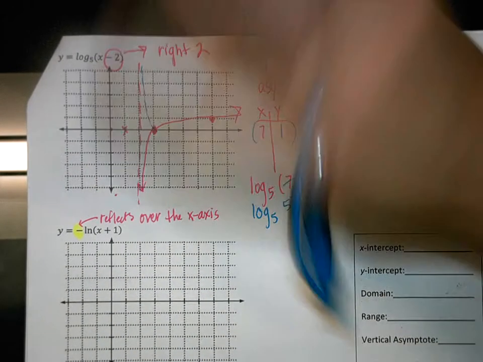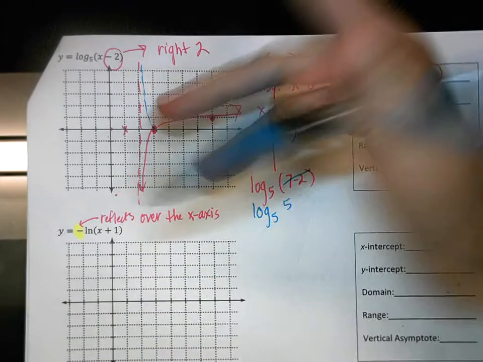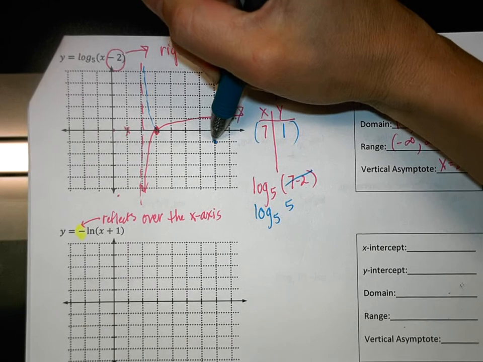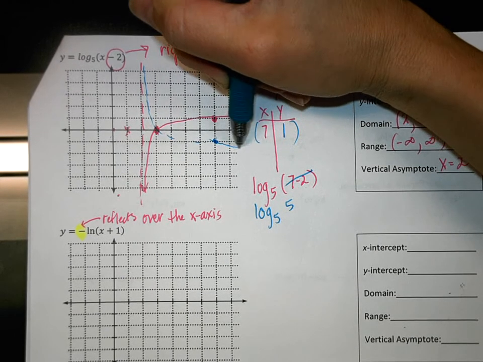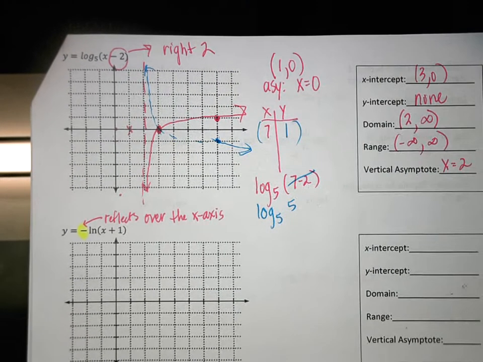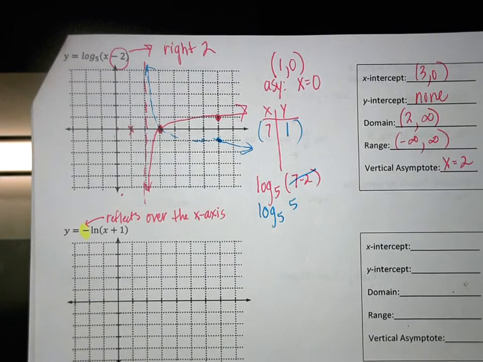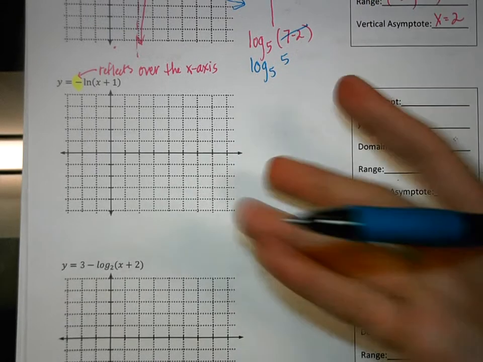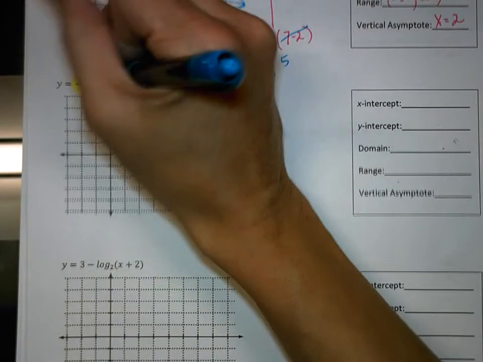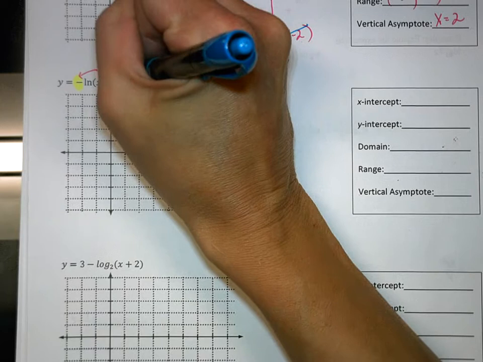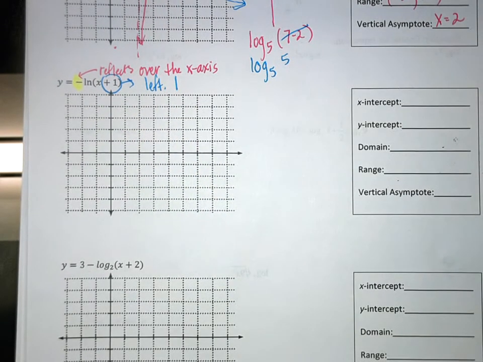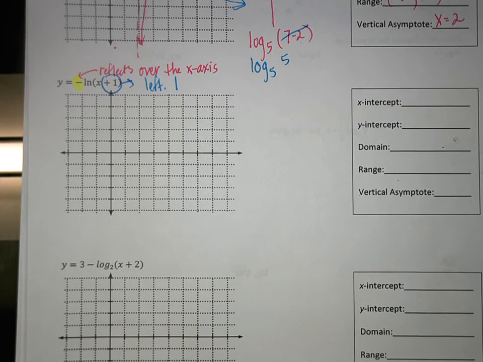Do you guys see how those are like symmetrical and flipped, like a mirror image? And then same thing would happen here. This point would go down here and it would look something like that. If it had that negative in front, it would look like that, blue line-ish, okay? So we have a reflect over the x-axis, and then we also have this +1 here, which means what? Left 1. Is everybody good with that?